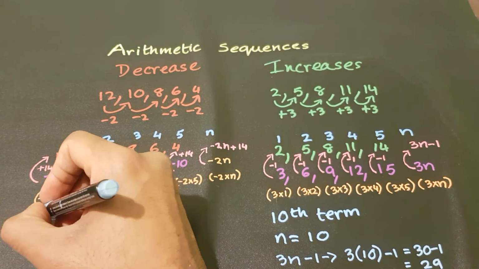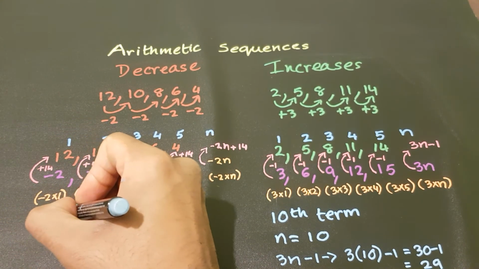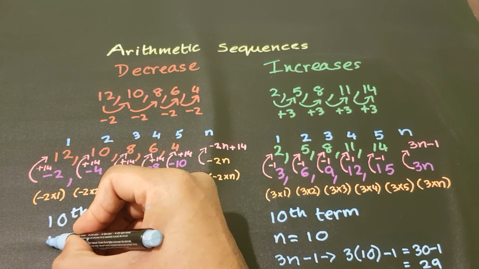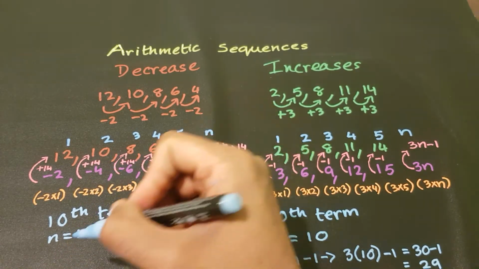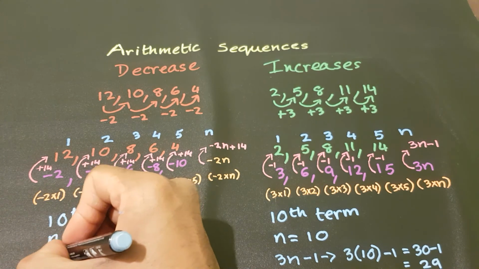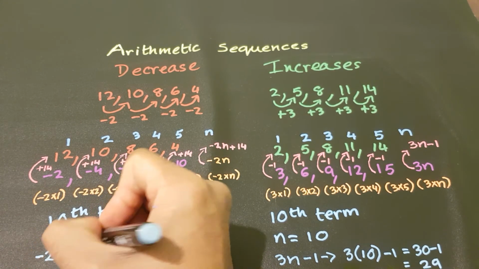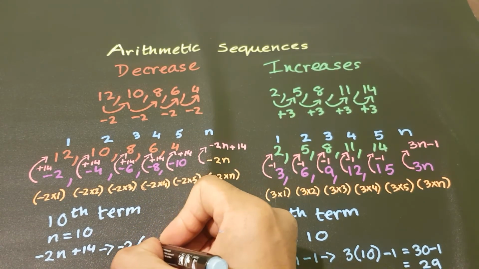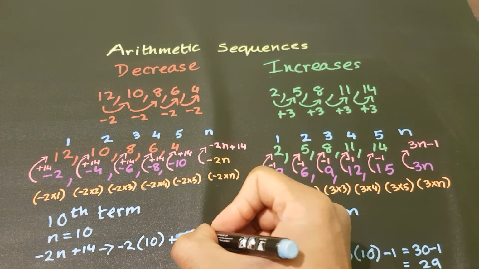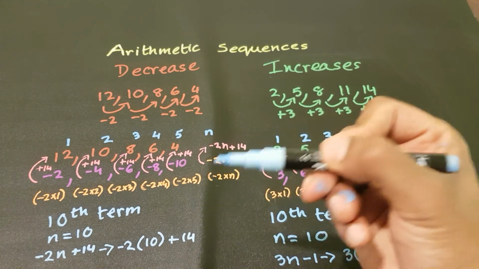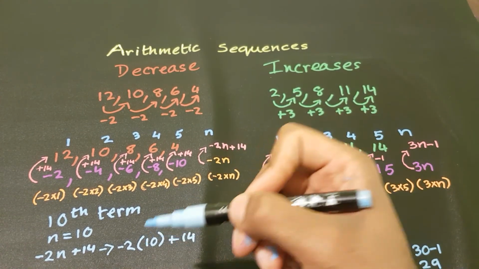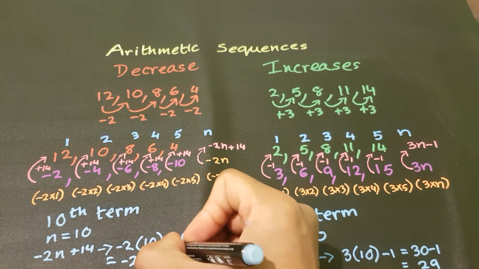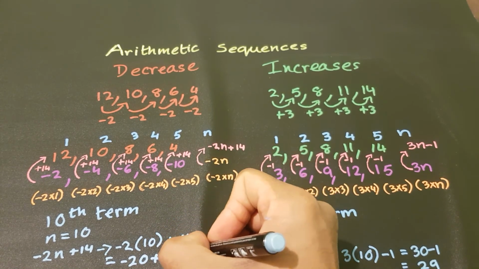And similarly, I can find the 10th term of the other sequence. So n is equal to 10. Now I'm going to replace, we know the nth term is -2n plus 14. So I am going to replace the n by the number 10 and add 14. In brackets, remember, whenever you substitute a number for a letter in algebra, always use brackets. They're your best friend after this day, brackets. -20 plus 14, which is -6.